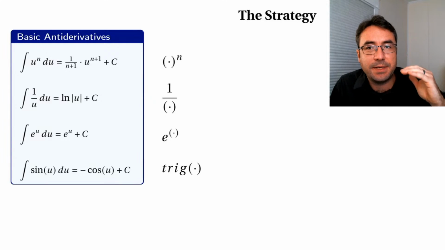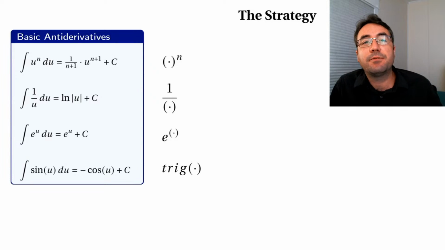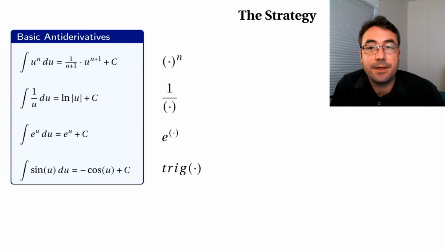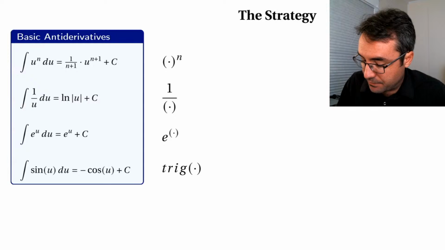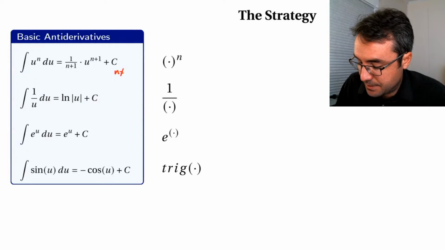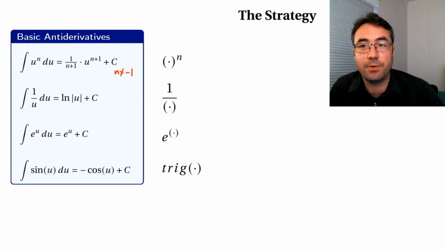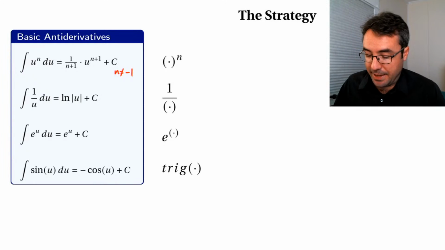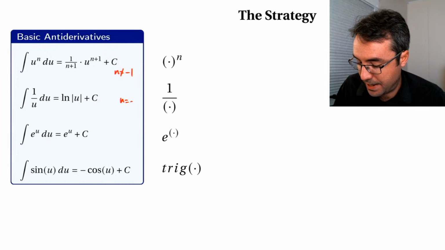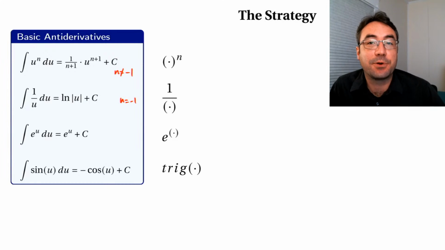So what are some of our basic antiderivatives? Well, we have power functions. The integral of u to the power n is just the power rule: u to the n + 1, flip the new exponent and put it in front, so 1 over n + 1. This works for everything except when the exponent is negative 1. If the exponent is negative 1, then we have a different rule that tells us what the antiderivative is.